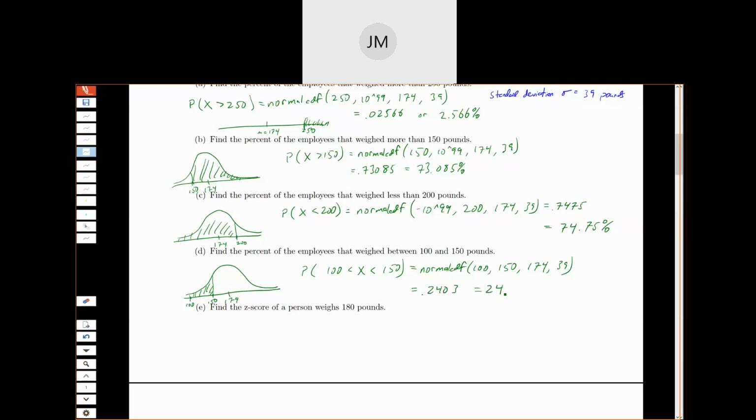Okay, or 24.03%. All right, I guess 10, that was way too low. But again, it's this smaller value. I can see it's definitely less than half because to the left of 174 would be fully half, and this is just a chunk of that.